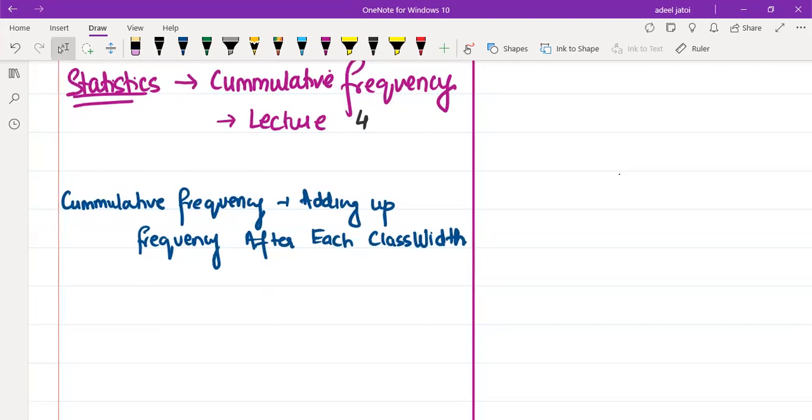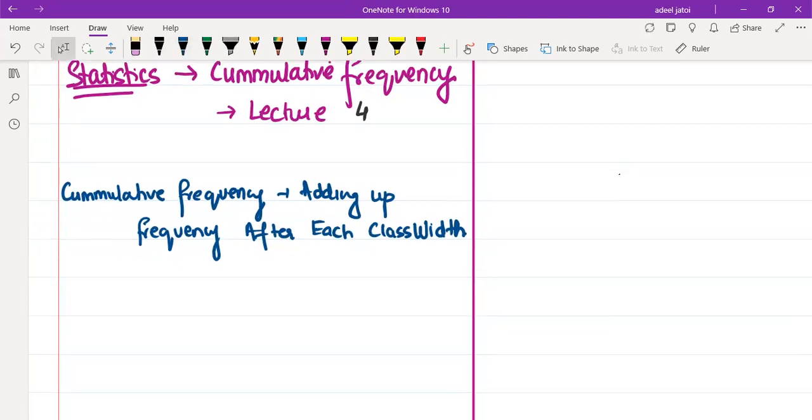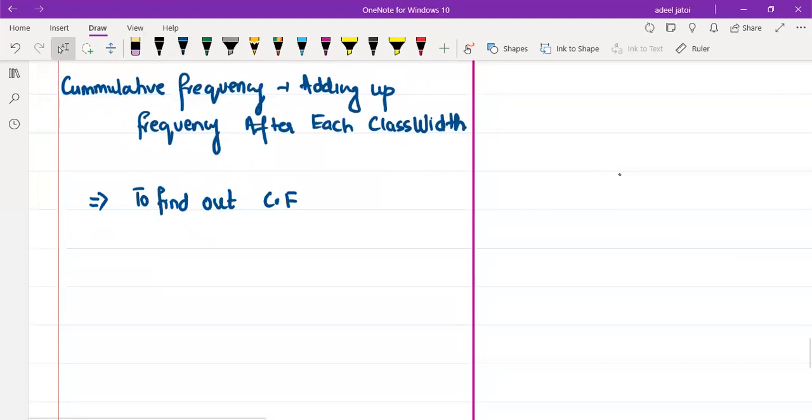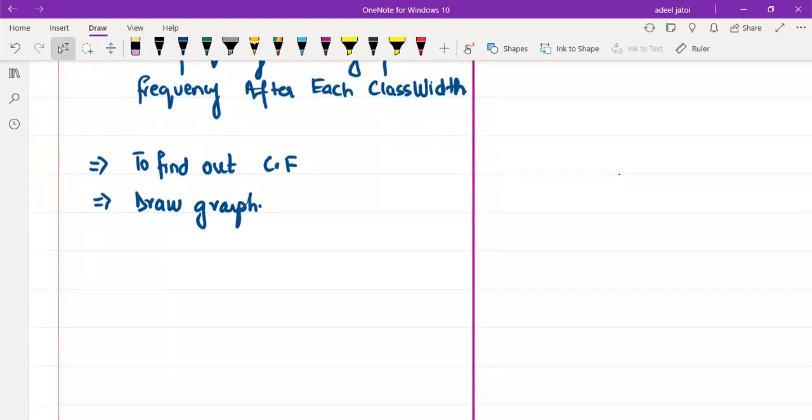We'll be working on the examples, but for now, what you need to understand is what is tested in a cumulative frequency question. Number one, you will be told to find out cumulative frequency, that is C.F. You will be told to draw a graph. Then you will be told to find the mean through the graph.